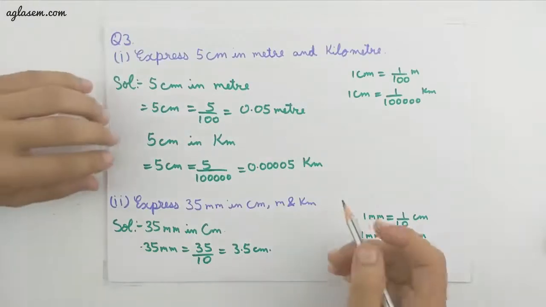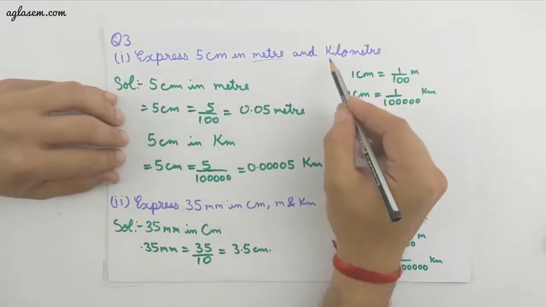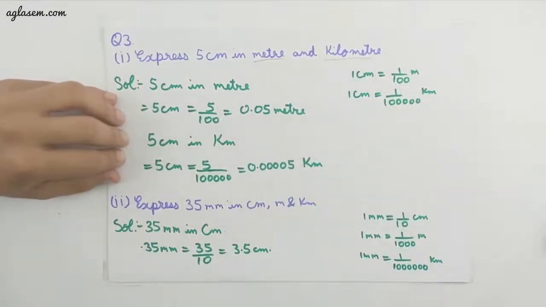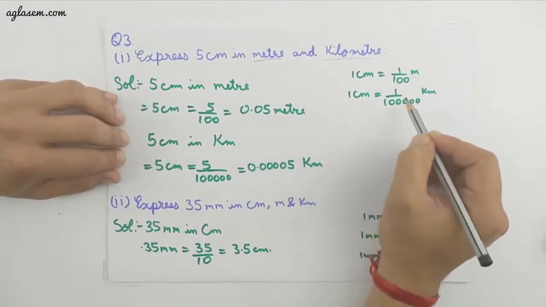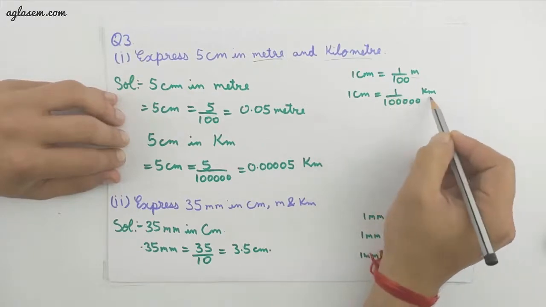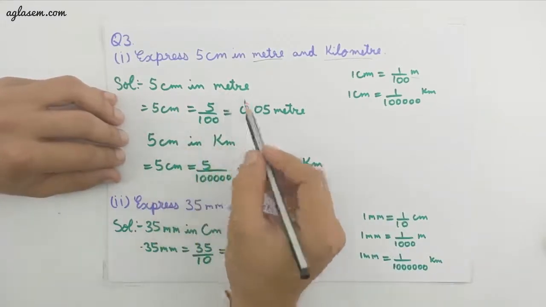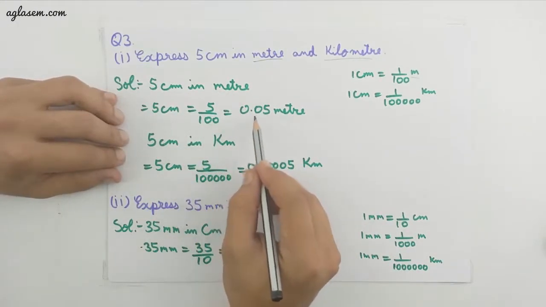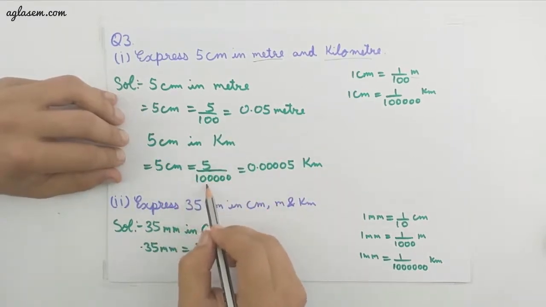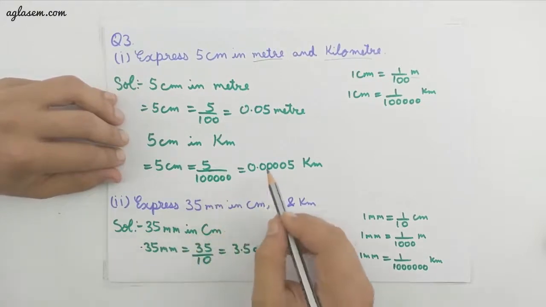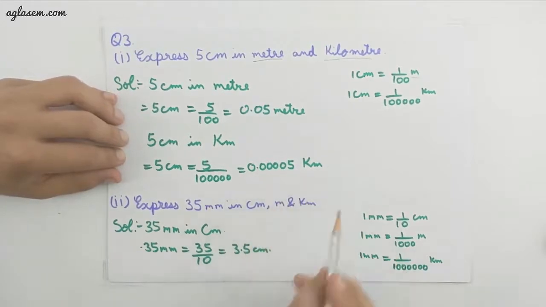Moving to the third question of this exercise, which is express 5 centimeter into meters and then into kilometers. So let me tell you guys, 1 centimeter equals 1 upon 100 meters, and when we convert it into kilometers, 1 centimeter equals 1 upon 100 thousand kilometers. So 5 centimeter in meters will be 5 upon 100, that will be 0.05 meters, and 5 centimeter in kilometers will be 5 upon, well, we can say 1 lakh, that will be 0.00005. That means 4 times 0 then 5.